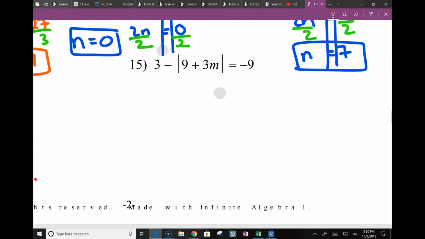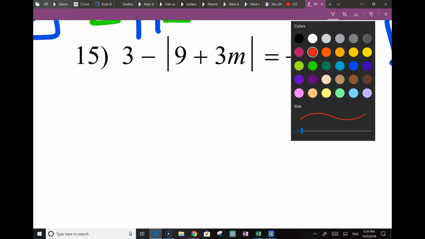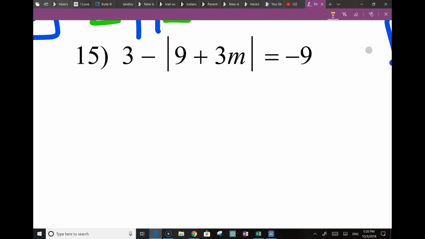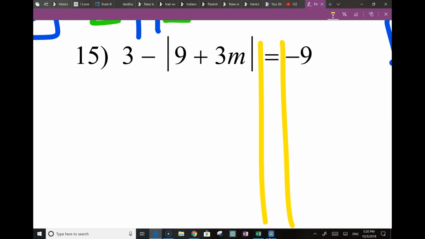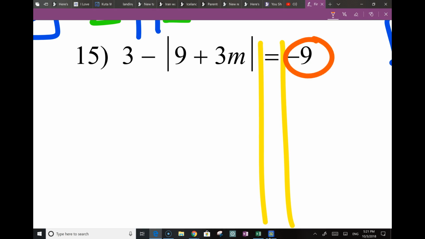Number 15, final question. So I'm going to begin doing this the way I always did. And you might be thinking at this point, oh, I know what it's going to be. It's going to be no solution. Because look, I see this. Well, that is a good way to look ahead.